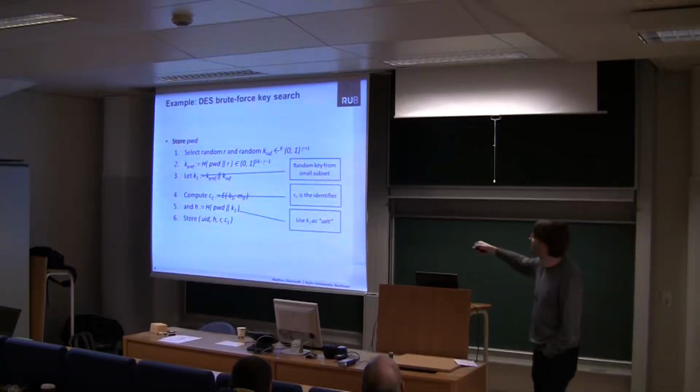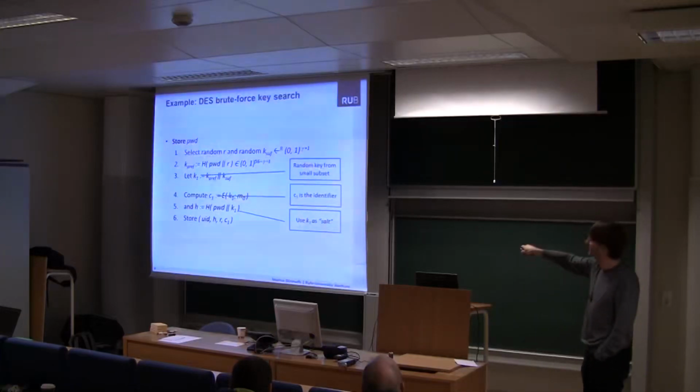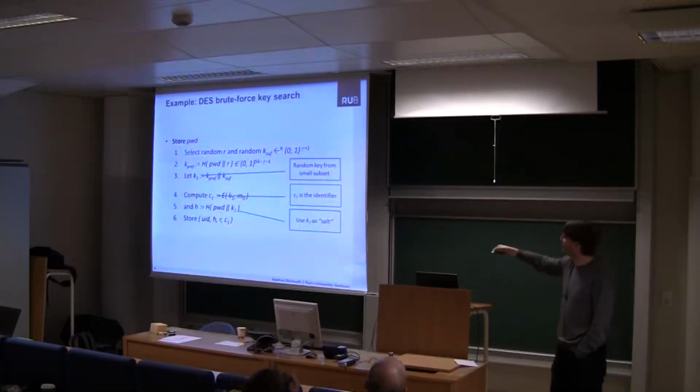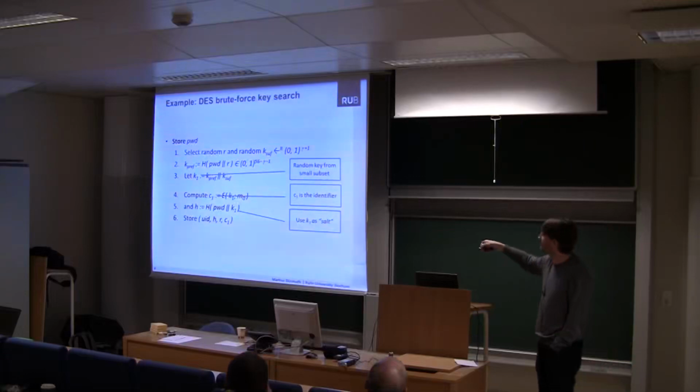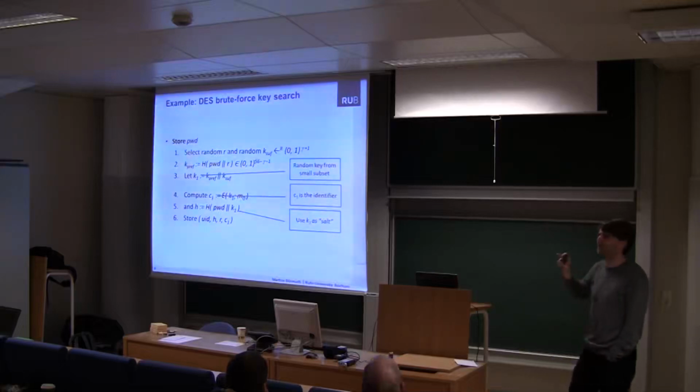We are basically choosing a random key and using that key as salt in another hash. And in addition, we're computing C1 as an identifier. We'll see in a second why we need that one. Okay, how do we verify a password given this string? How do we verify a password?